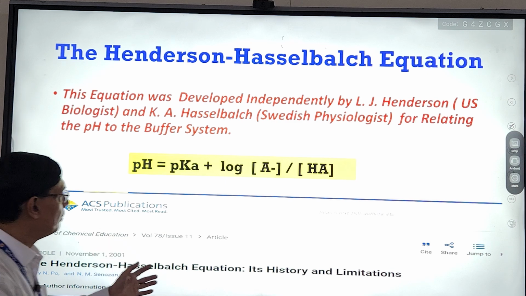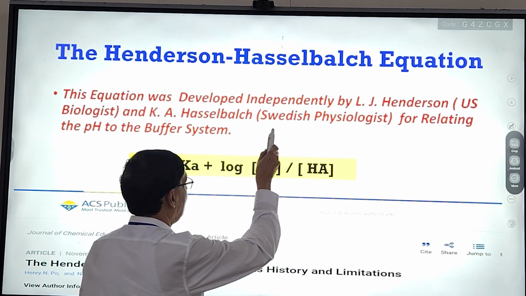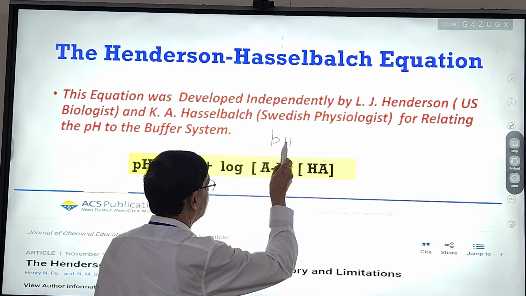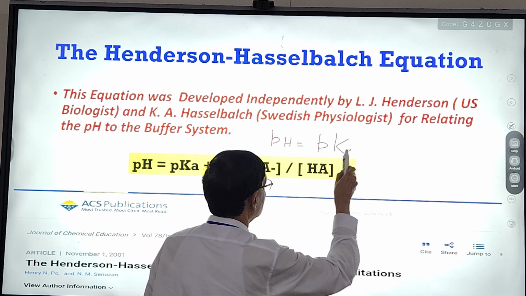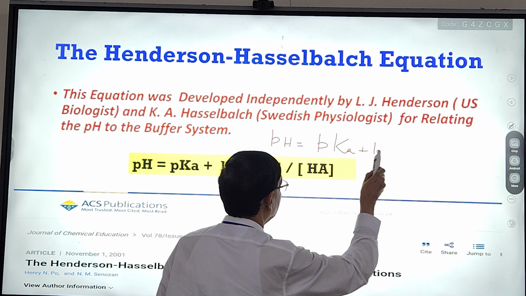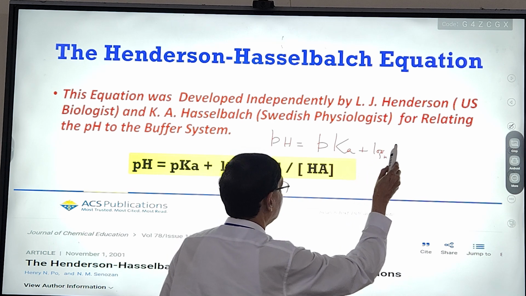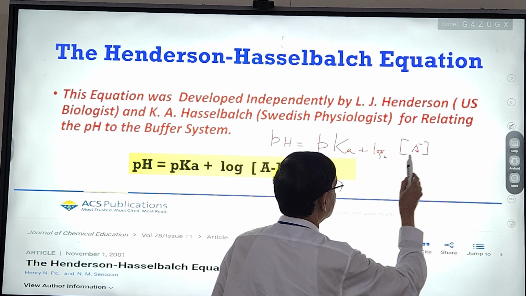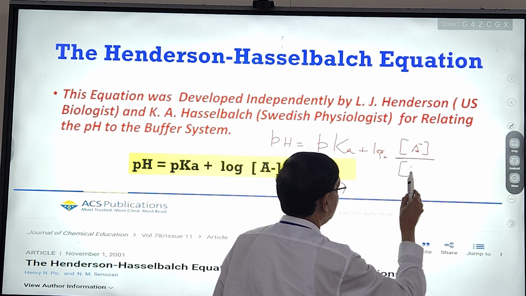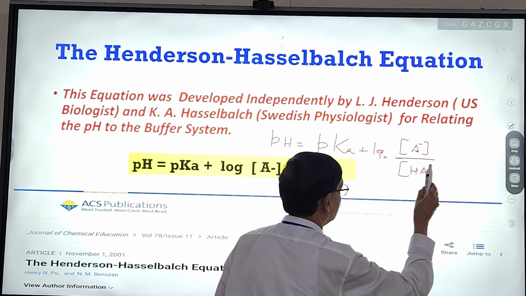And the general form is, as we have written: pH is equal to pK plus log of [A-] over [HA], where A- is the conjugate base and HA is the weak acid.